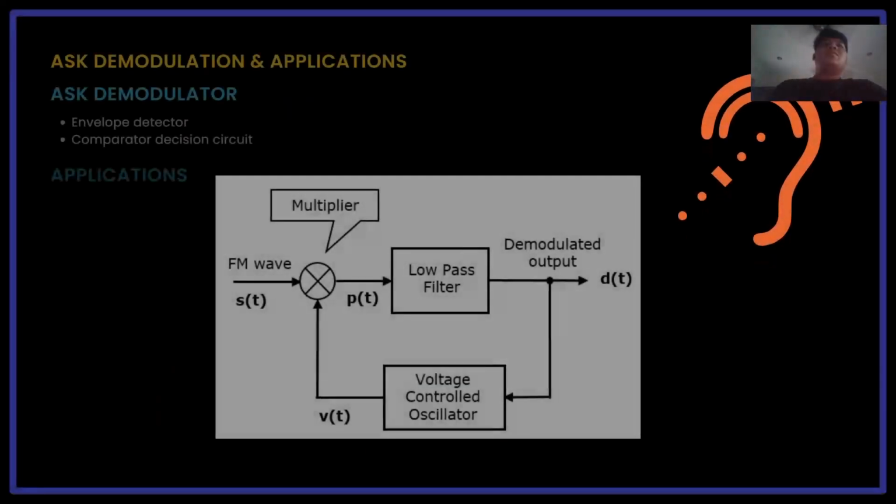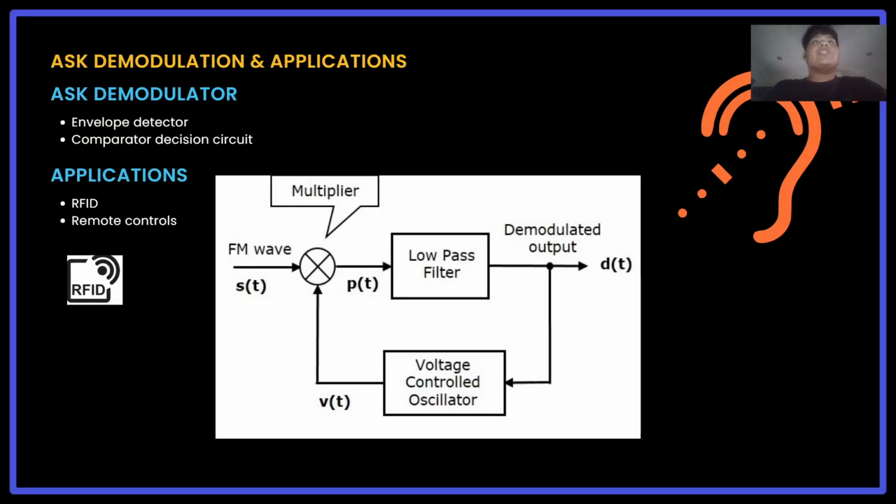As for the ASK, there is also demodulation and its application. The first thing is the demodulator, which is the envelope detector and comparator decision circuit. It uses an envelope detector, the famous one, followed by a comparator to decide between binary 1 and 0. ASK is commonly used in RFID systems, optical links, and remote control devices. So it is like any device that needs a remote or RFID, such as the toll barrier on the highway, for example.